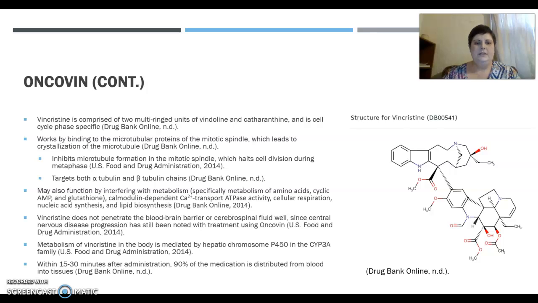Metabolism of vincristine in the body is mediated by hepatic cytochrome P450 in the CYP3A family. What's great about Oncovin is within 15 to 30 minutes after administration, 90% of the medication is transitioned from the blood into the tissues. Over on the right-hand side, you can see the double ring structure of Oncovin, or vincristine.